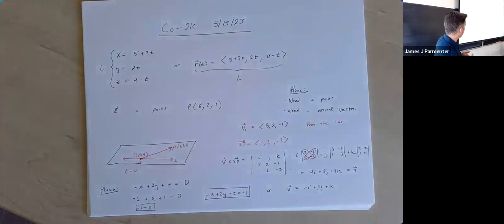So to sum up here, whenever you're trying to find the equation of a plane, you typically need to get a normal vector. And to get a normal vector, we typically do that by taking two vectors that are in the plane and taking their cross product.